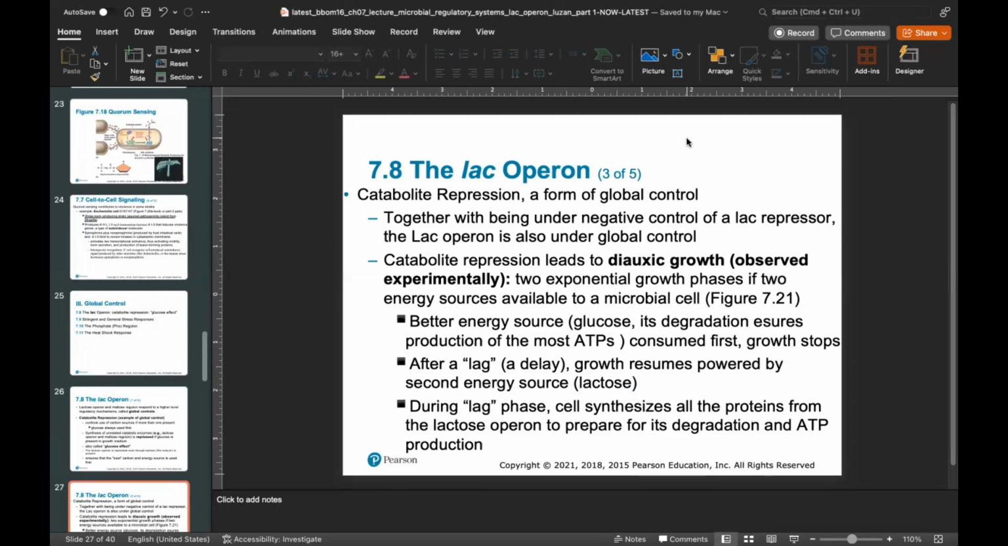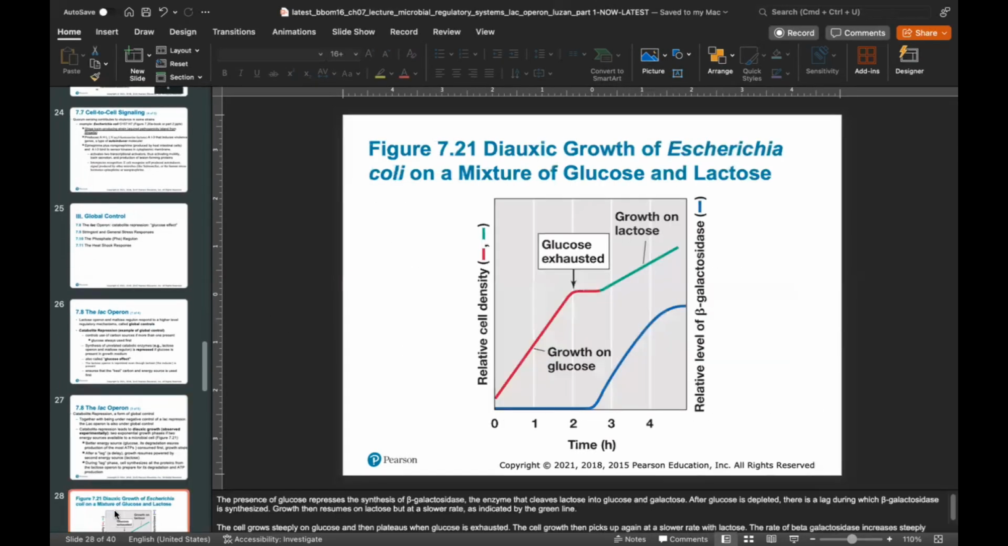The better energy source, glucose, whose degradation ensures production of the most ATP, is consumed first, which stops the growth. After a lag or a delay, growth resumes and is powered by the second energy source, which is usually lactose. During the lag phase, the cell synthesizes all the proteins from the lactose operon to prepare for its degradation and ATP production. And this is a graph illustrating this process.